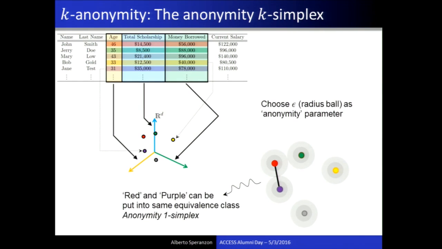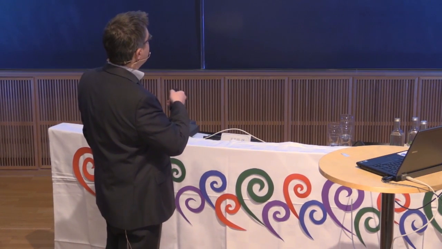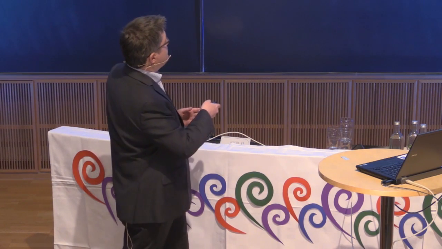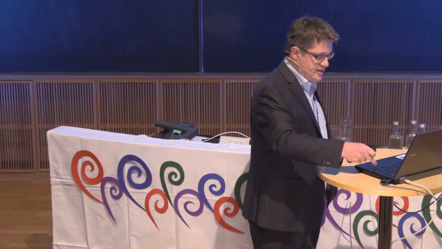For example, at some point, these two intersect, and I say, OK, now the red and the purple I can put into the same bucket, the same equivalence class. I can call this an anonymity 1-simplex. So by growing these balls, you try to find a way to come up with equivalence classes. Of course, as in every privacy method, if you grow this ball too much, then everything gets clumped into one class, which is always possible. But that would be perfectly private and useless from a data analytics perspective.